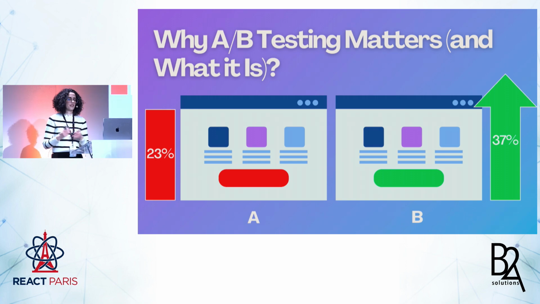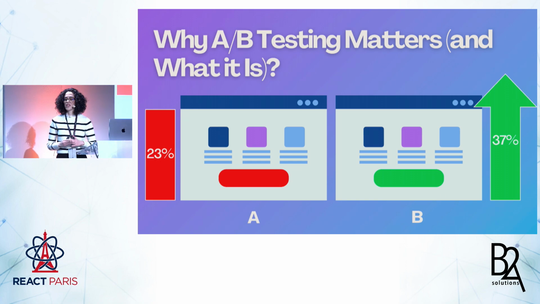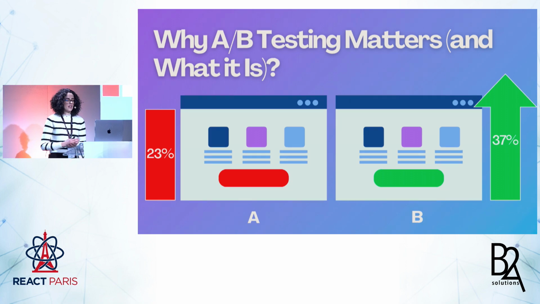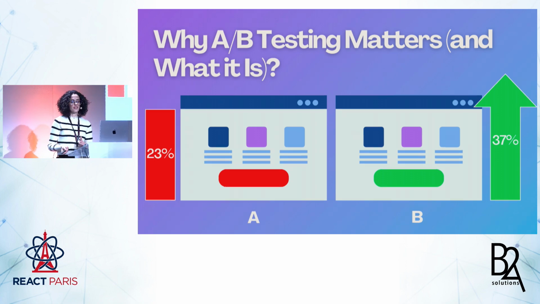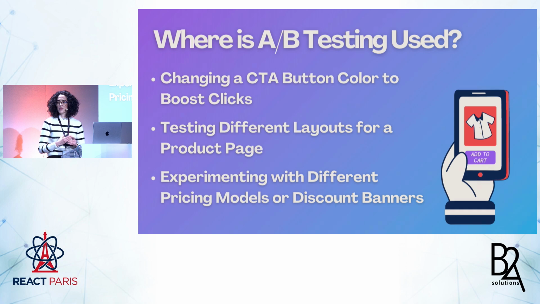Let's imagine that we are designing our call to action button, and we are wondering if it should be red or green. With A/B testing, we can distribute version A with the red buttons to some of our users, and version B with the green buttons to others, and we can see which performs better. Simple, but quite powerful.